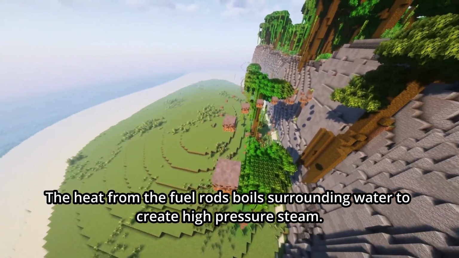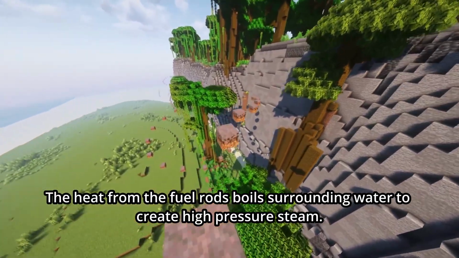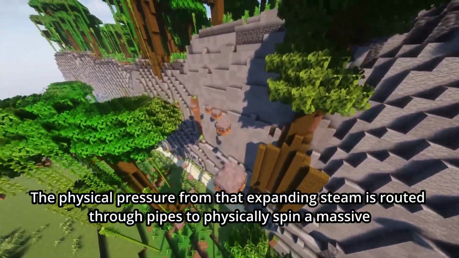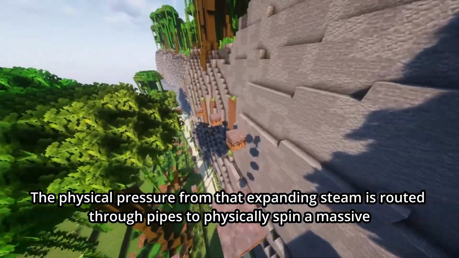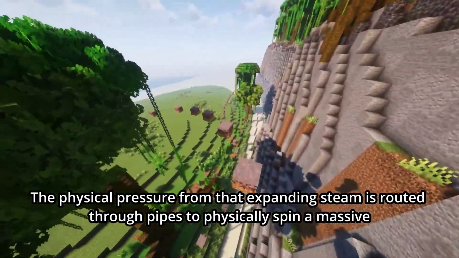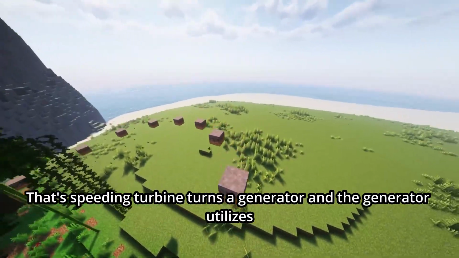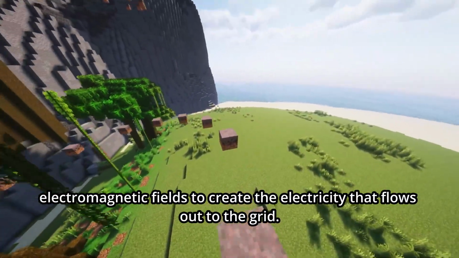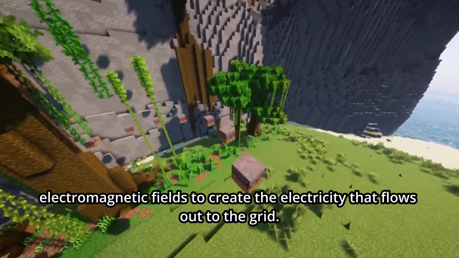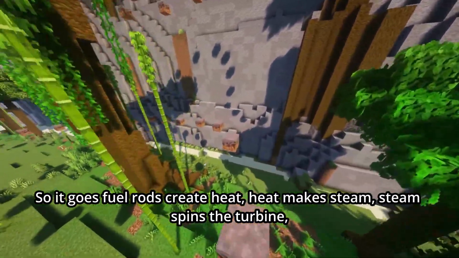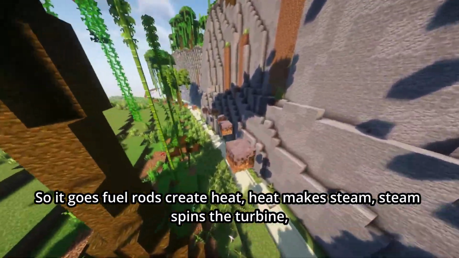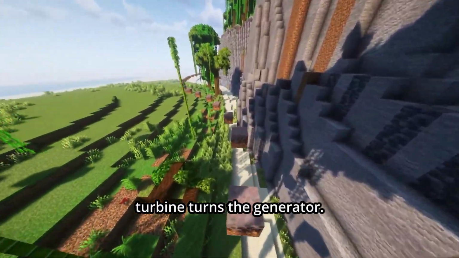The heat from the fuel rods boils surrounding water to create high-pressure steam. Okay. The physical pressure from that expanding steam is routed through pipes to physically spin a massive turbine. That spinning turbine turns a generator, and the generator utilizes electromagnetic fields to create the electricity that flows out to the grid. So it goes, fuel rods create heat, heat makes steam, steam spins the turbine, turbine turns the generator.